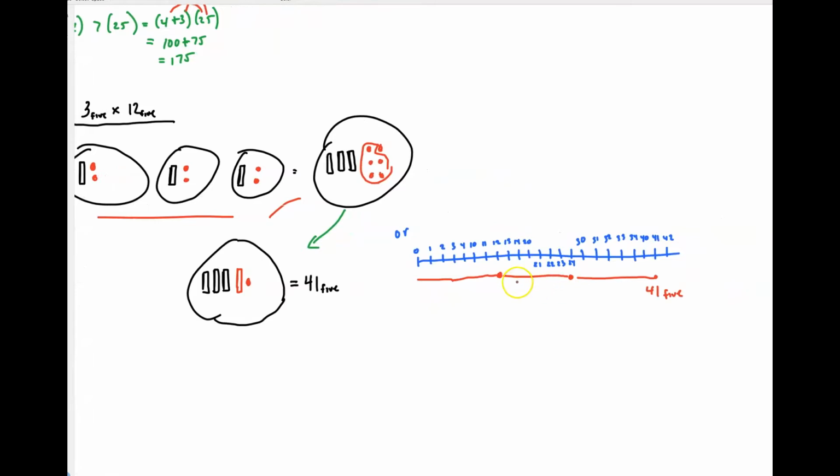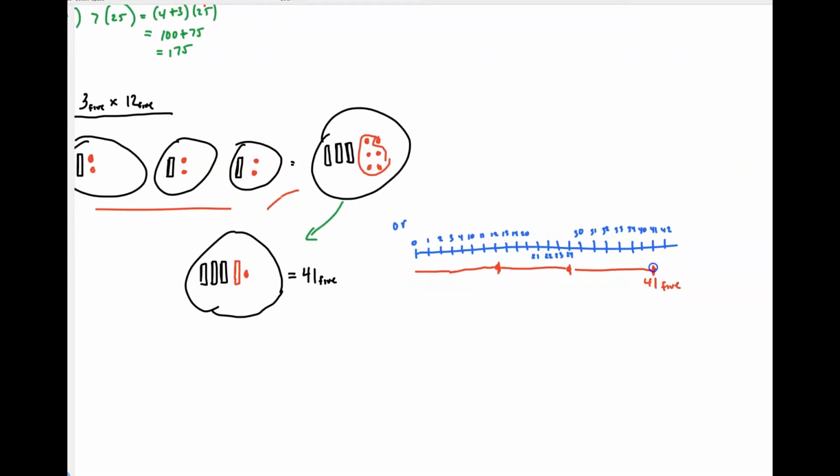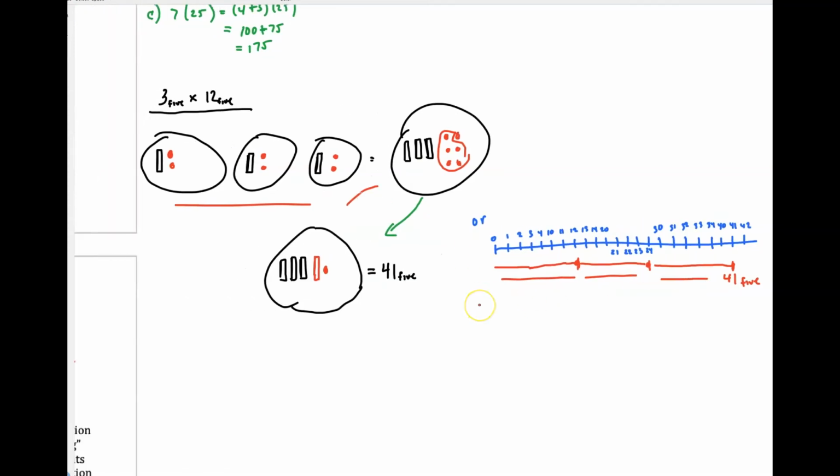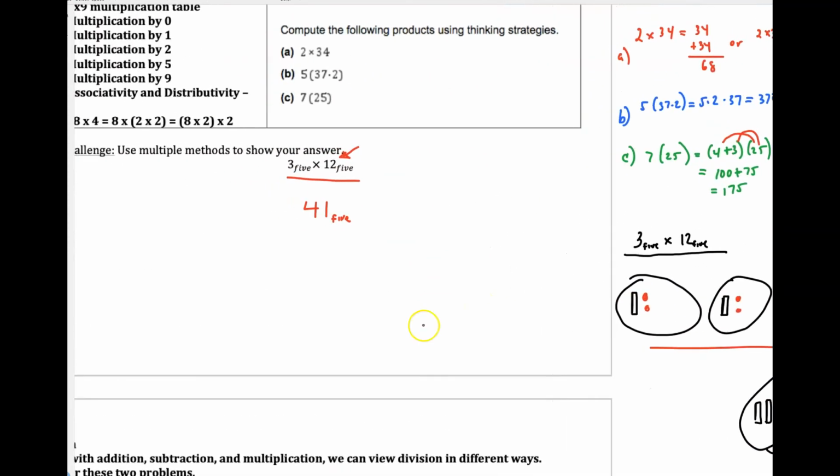Another way is to use a measurement model. Here is 1 2, count again, another 1 2, and then you count another 1 2, and you end up at 4 1. Again, this is a total. 1 2 is 7, so you keep going, 7 and 7. So those are some thinking strategies for multiplication.